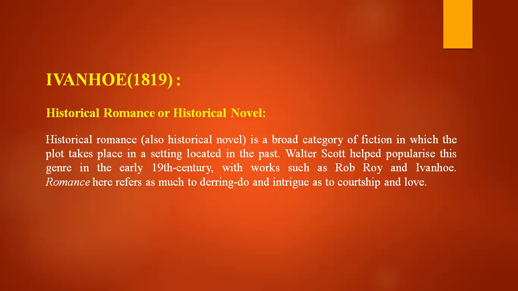It was a historical romance or a historical novel that we just have seen. As we have seen again, historical romance or historical novel is a broad category of fiction in which the plot takes place in a setting located in the past. Walter Scott helped popularize the genre in the early 19th century with works such as Rob Roy and Ivanhoe. Romance here in this novel that we are going to read in detail refers as much to derring-do and the intrigue as to courtship and love.